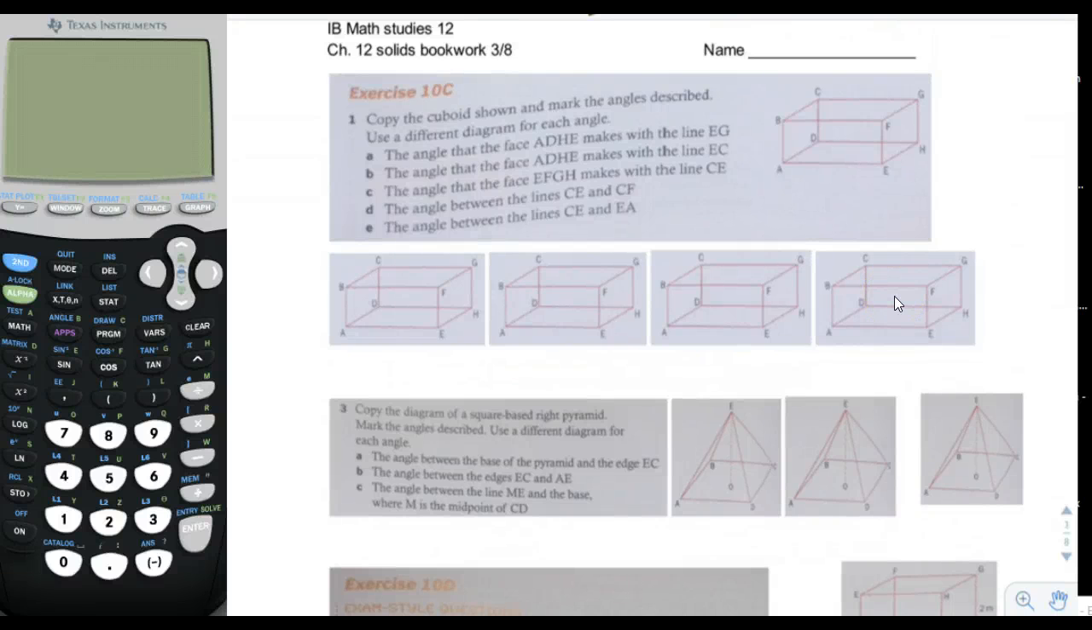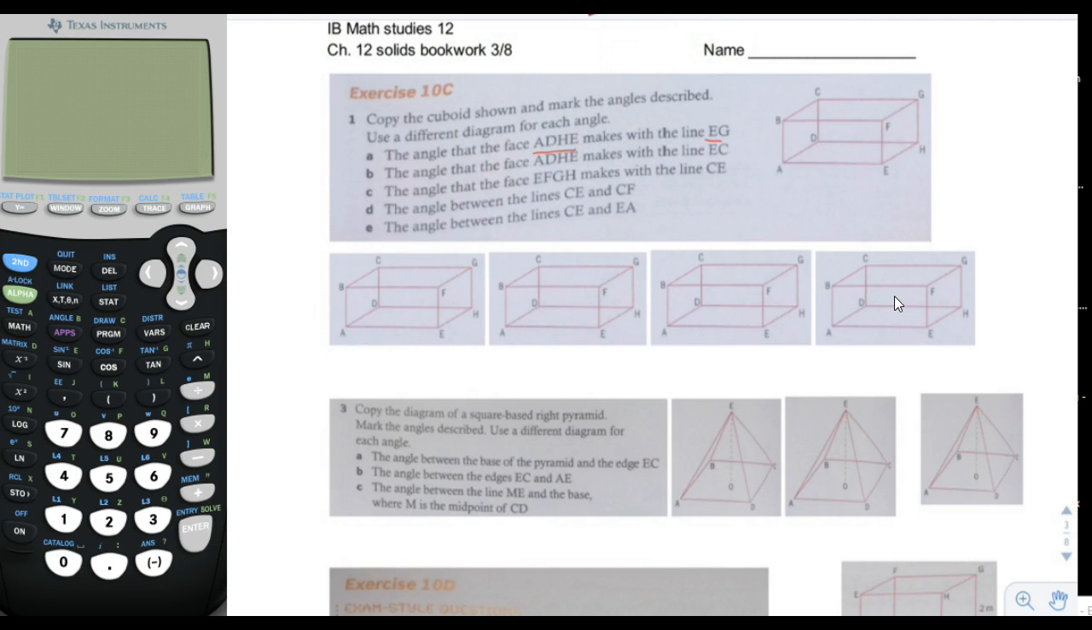Page 3 of solids. Copy the cuboid shown and mark the angles described. Use a different diagram for each angle. Okay, the angle that the face ADHE makes with the line EG.